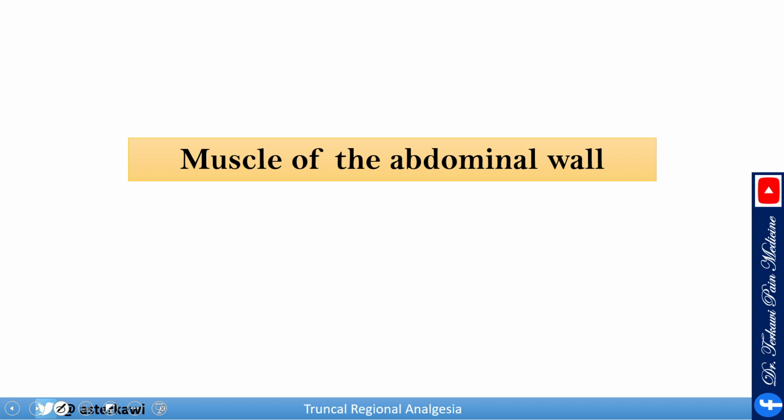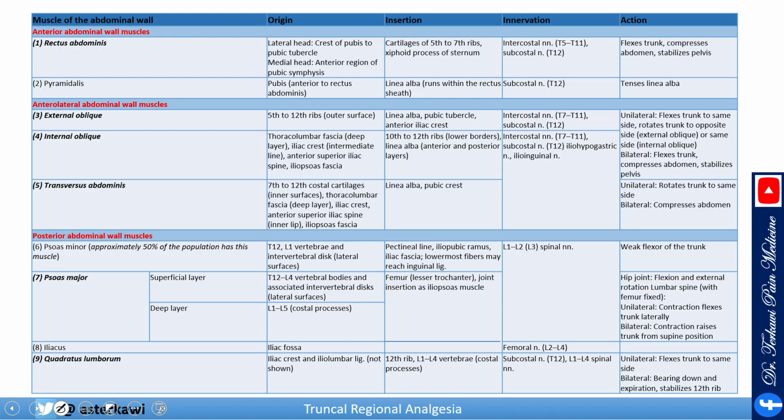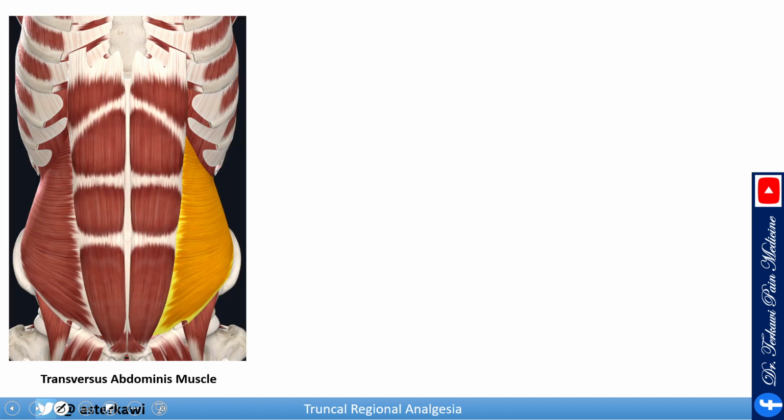Now, let's talk about muscles of the abdominal wall. So this is again the same thing. This is a table that summarizes these muscles. You are welcome to save this table and we'll go over these muscles. So let's talk about the first muscle. Again, I'm starting from deep to superficial now.